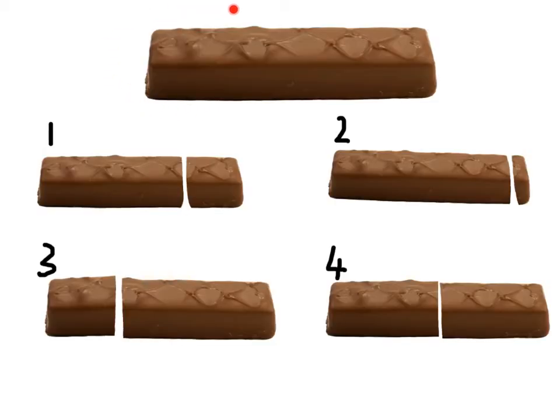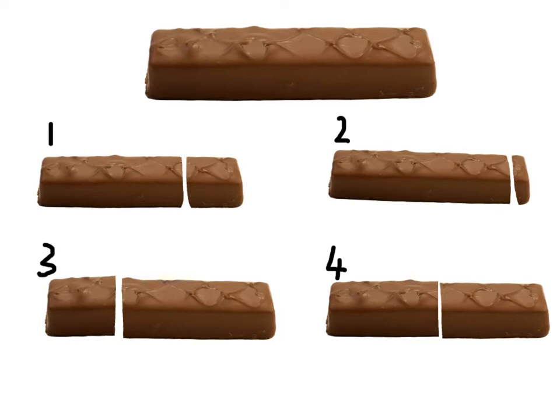Wow, look at this delicious chocolate bar. It looks yummy. I could eat it all now. Now we're going to have a look and decide which of these chocolate bars below, 1, 2, 3 or 4, is showing that it has been cut into two equal pieces or halves. Okay, let's look through it together.